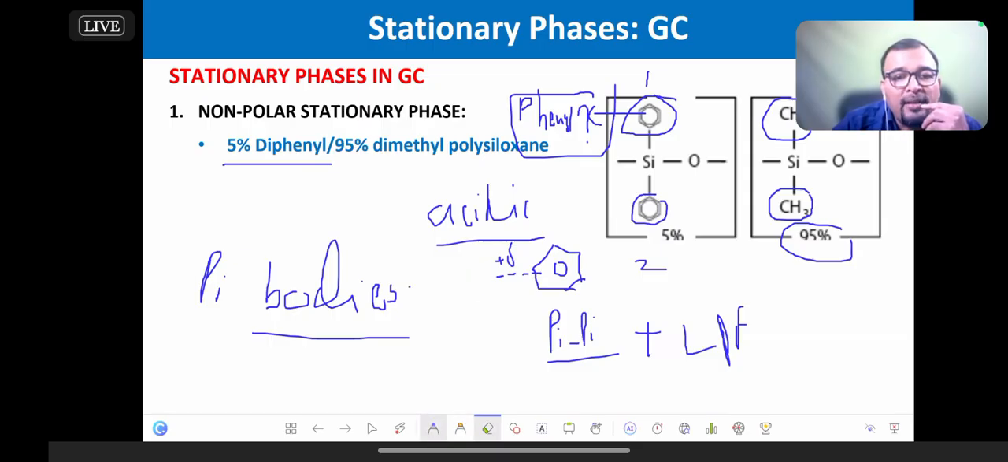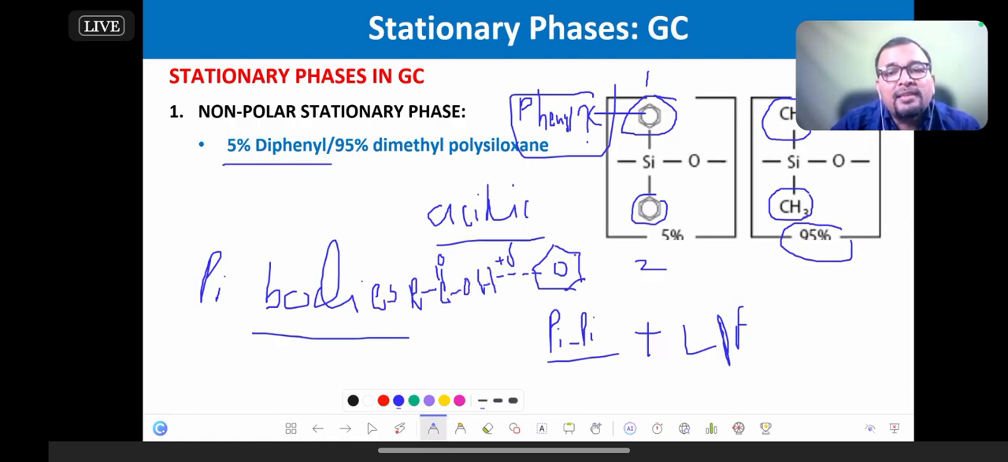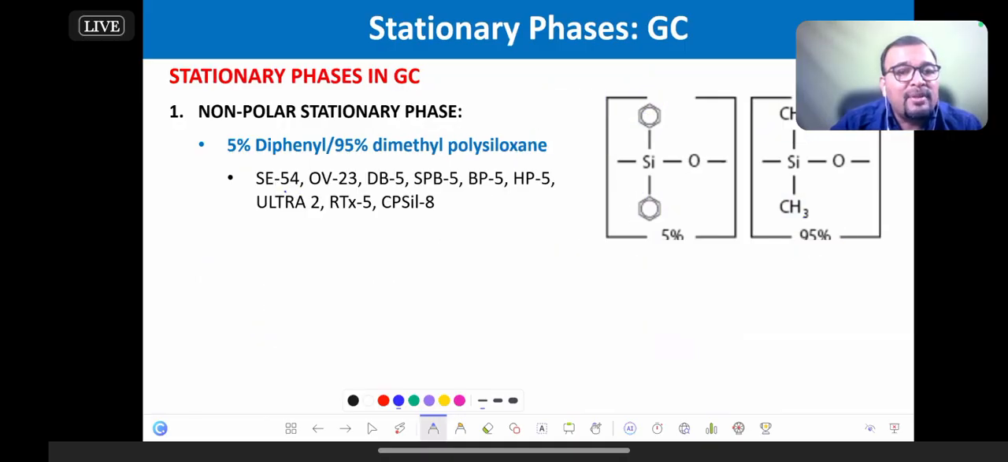Are you getting my point? R C double bond O O and H. So this is alkali, this is acid. So hydrogen bonding is also possible in case of the phenyl ring. So these are the commercial examples like AC54, OB23, DB5, SB5, and many more.